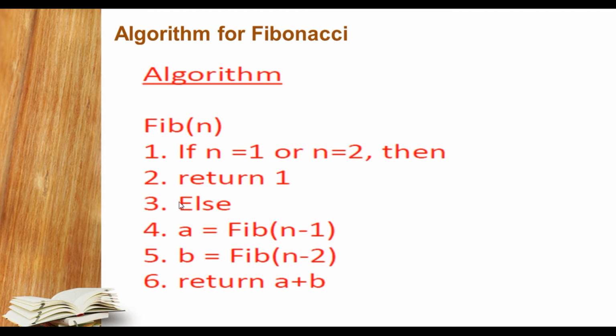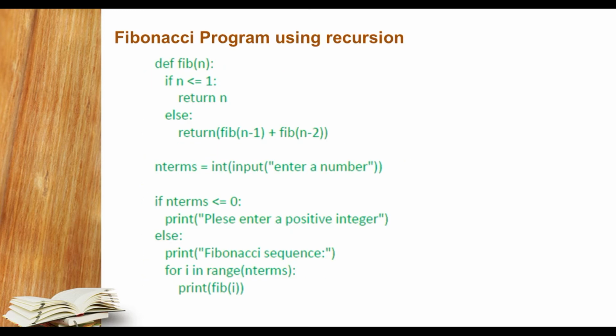Otherwise, the third step, the else part, says we will take two variables a and b, in which we will decrease the value of n by 1 and by 2, and these two values will be stored in a and b, and they will be added together and returned from the function. Because it is a recursive method, this function will run again and again until our condition is met, that is n equals 1 or 2. So here is a program, as I will show you, student.